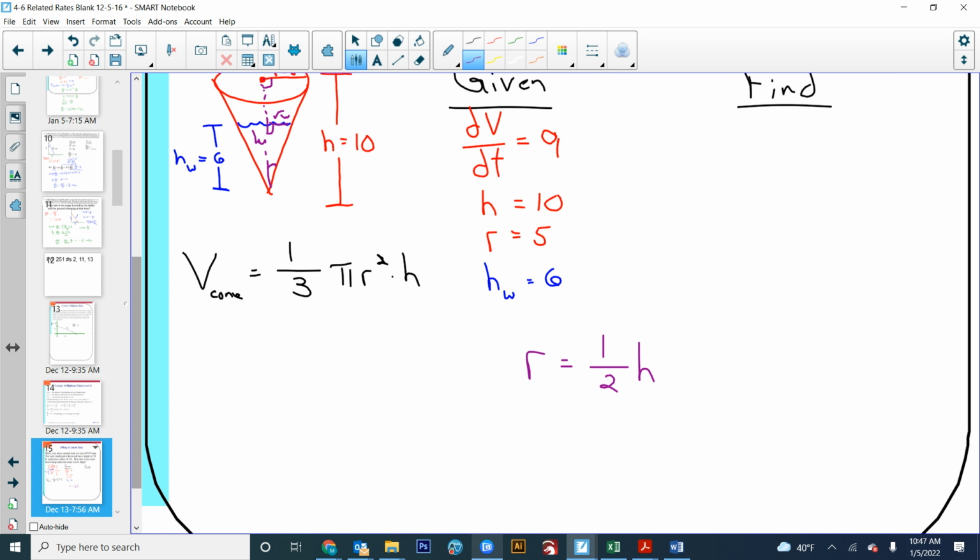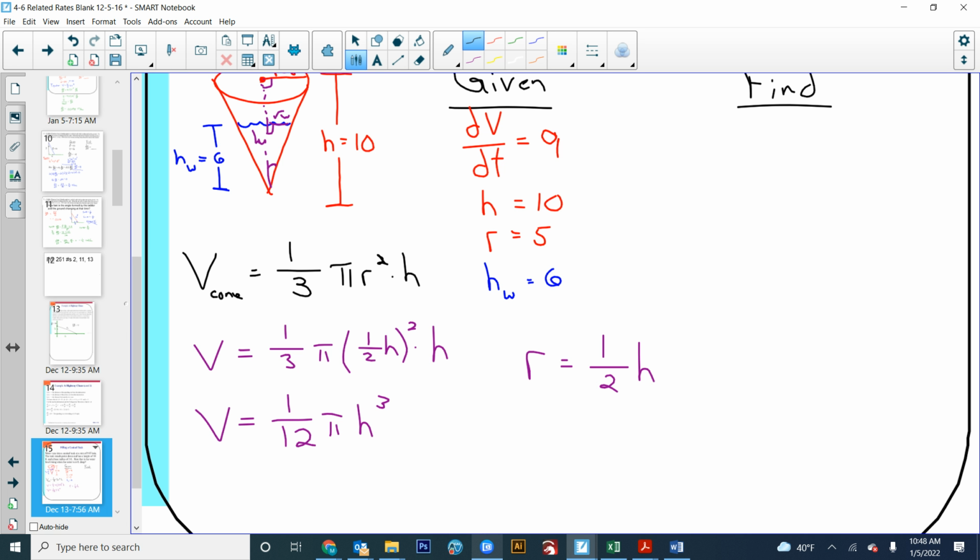Well, wherever I see an r, I can plug in 1/2 h. You with me? And that's going to save us from a product rule. It's going to save us some time later. What's a half squared? A fourth times a third. A 12th. Pi h cubed.